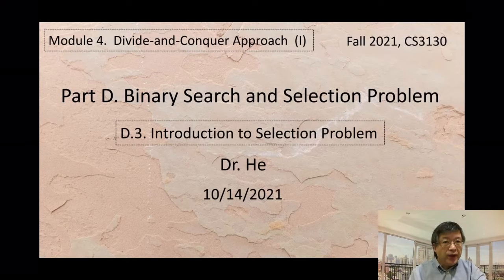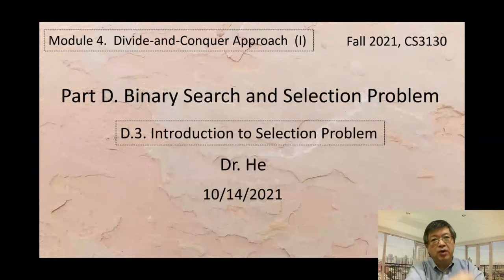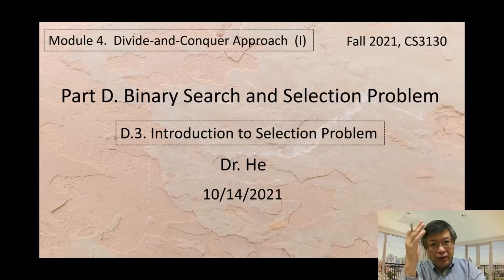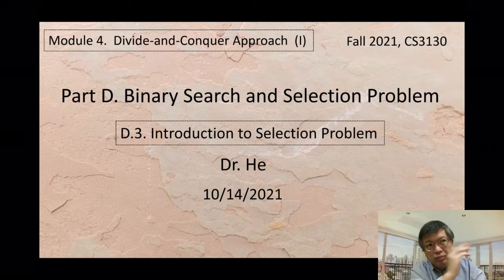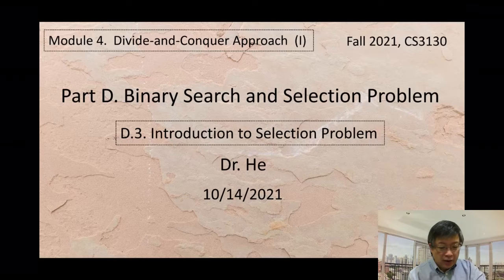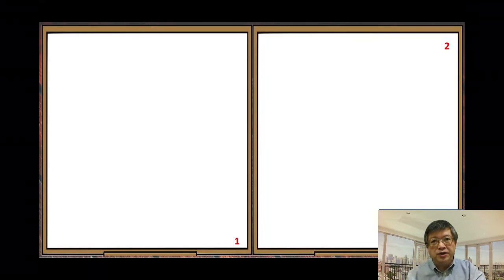Part D.3, Introduction to Selection Problem. The second part of Part D, we want to work on a new problem. Actually, it's not a new problem. We did one special case in Module 1, but for the general case, it is new. So let us look at the general case first.